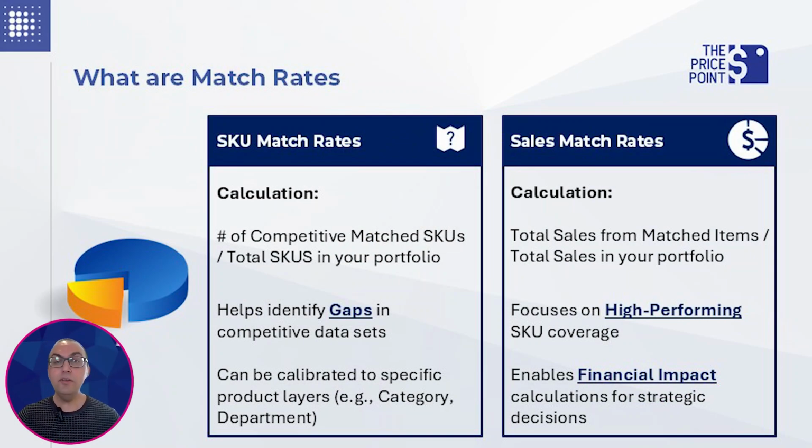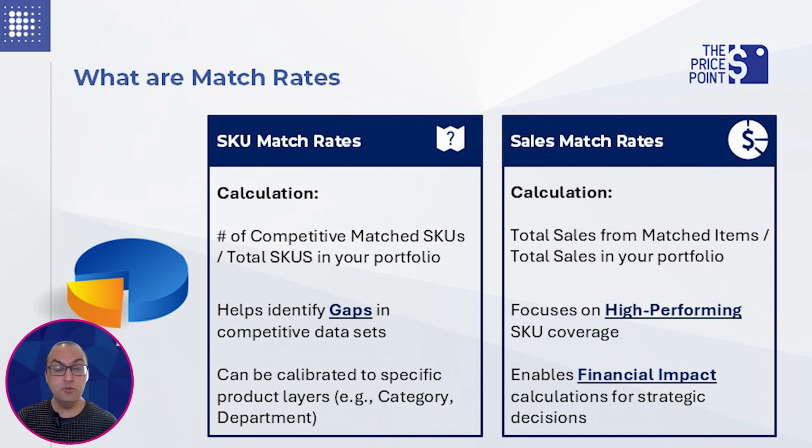Now, let's really start at the beginning and identify what match rates truly are. Match rates measure how well your product catalog aligns with competitive offerings. And there's two ways we define them. In one way, it's SKU match rates. SKU match rates measure the percentage of items in your portfolio that have a corresponding match in a competitor's catalog. High SKU match rates ensure a comprehensive view into competitive data sets.